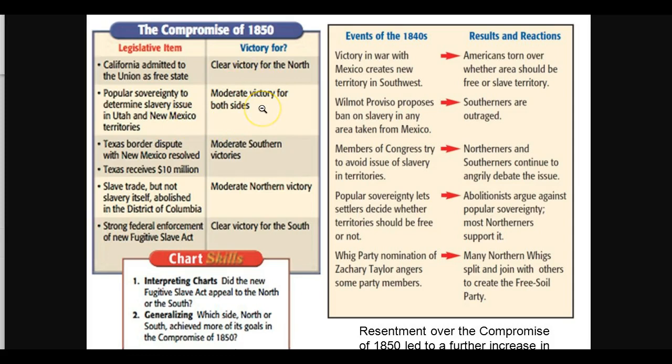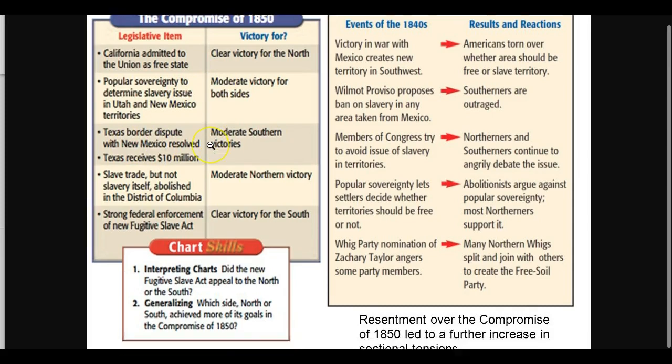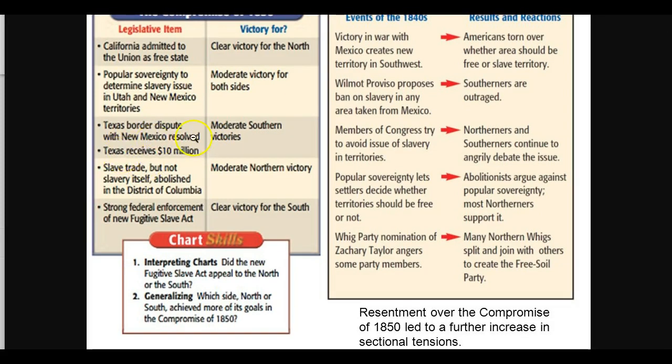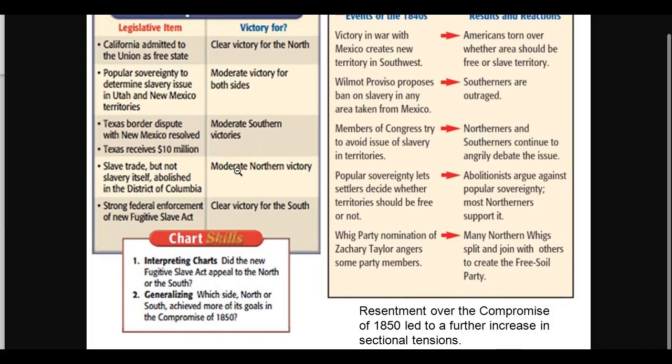That is going to be a moderate victory for both sides, but generally it's slightly a victory for the South because it's below that 36°30' line, although it is super deserty, so cotton's not going to be able to grow in these areas. Moderate Southern victory to have Texas receive money and to give some territory up to New Mexico. The slave trade is a moderate Northern victory in that the trade is abolished and slave states will lose some power in Washington, D.C. And the clear victory for the South is going to be the Fugitive Slave Act.